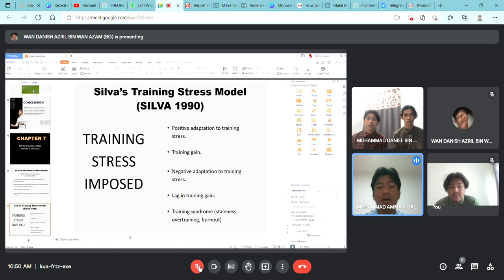For the training stress imposed, the first point is positive adaptation to training stress, second point, training gain. Third point, negative adaptation to training stress. Fourth point, training loss again. And lastly is training syndrome: staleness, overtraining, and burnout.